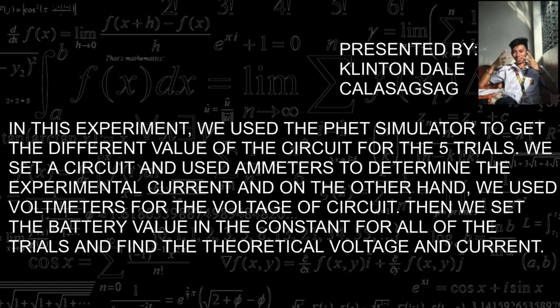In this experiment, we used the PhET simulator to get the different values of the circuit for the 5 trials. We set up a circuit and used ammeters to determine the experimental current, and on the other hand, we used voltmeters for the voltage of the circuit. Then we set the battery value constant for all the trials and found the theoretical voltage and current.